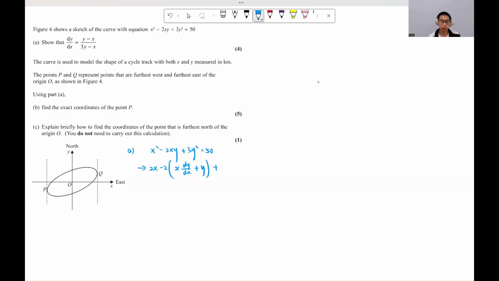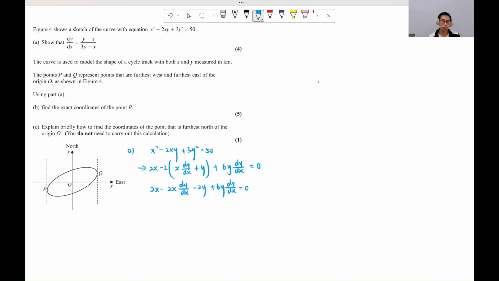And then y squared will differentiate to 2y. So times them, that would be 6y, and then y is the chain because it's not x squared, it's y squared. So we need to times by the derivative of that, which is dy over dx. And then 50 differentiates to 0 because it's a constant. So now expand it out. So we have 2x minus 2x dy over dx, and then minus 2 times y is minus 2y, and then plus 6y dy over dx equal to 0.